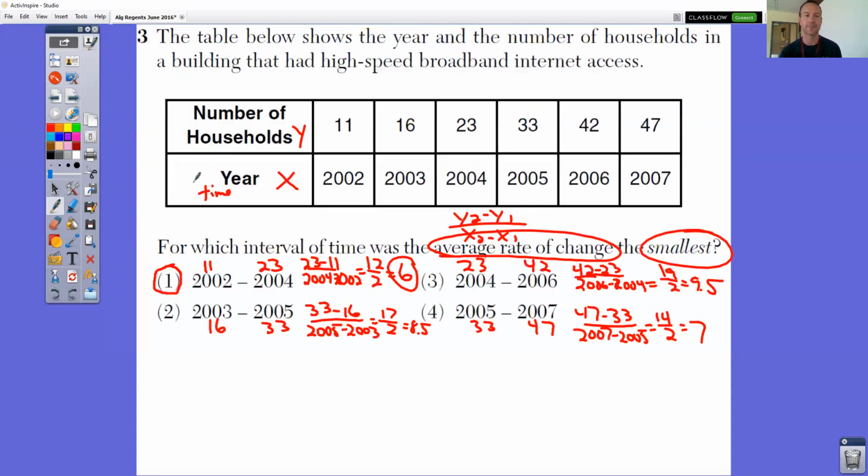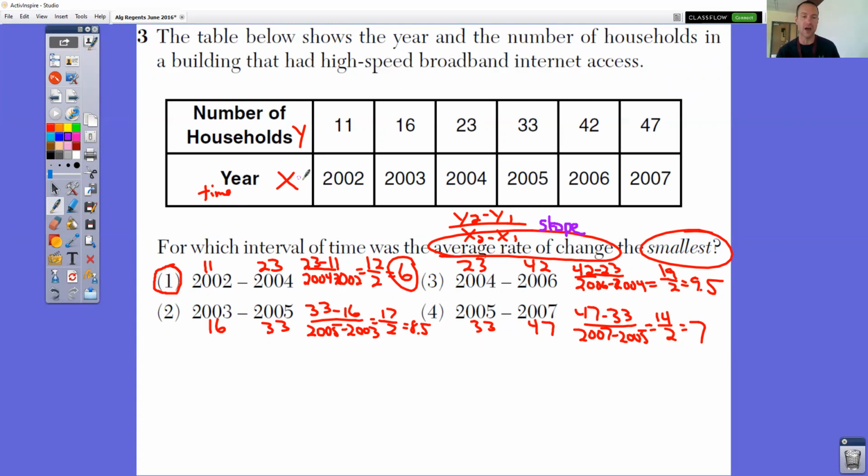all by itself. In question number 3, this one is sort of a pain question. This one on the actual Regents would take you a long time to do. For which interval of time was the average rate of change the smallest? Well, what you need to do is figure out your slope using the slope formula. Slope is the same thing as rate of change. So we want to use the slope formula. Unfortunately, because it's asking you which one is the smallest, you would have to do all 4 of these to determine which one is actually the smallest.